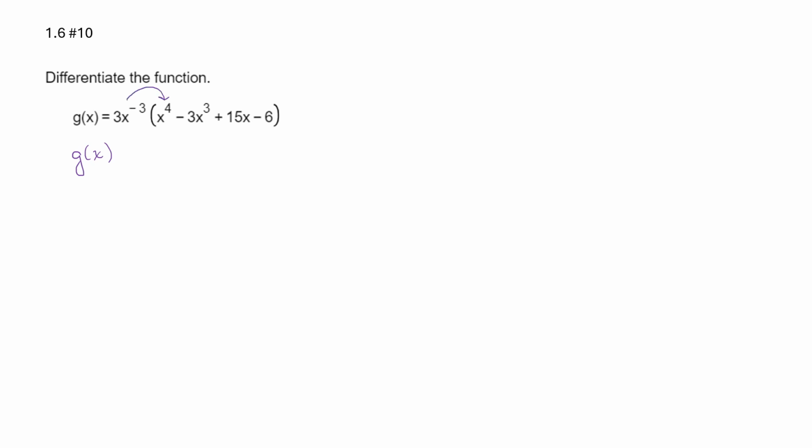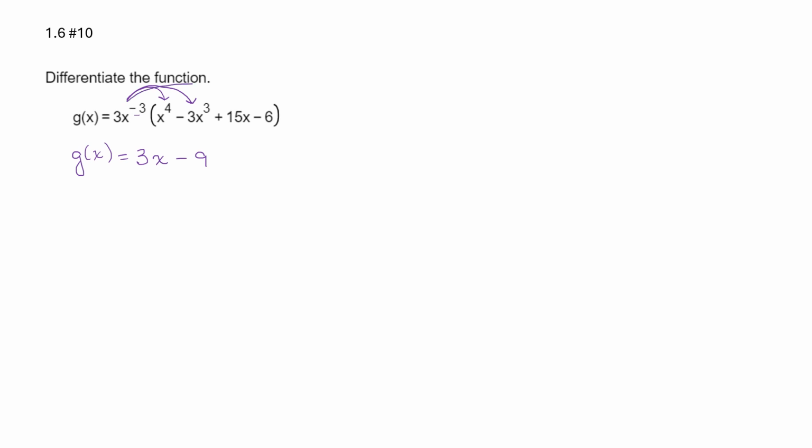So I'll have the 3, and adding the exponents, -3 plus 4 gives me x to the first. Then we'll go here. 3 times -3 is -9. And I'm writing x, but -3 plus 3 is 0, which means that that's x to the 0, or times 1. So it leaves us with just -9.